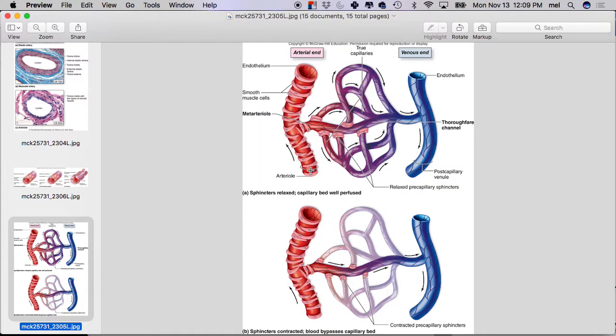This is a capillary bed that's running through a uterus, okay? So I've got the arterial end and the venous end. So let's look at picture A first, okay? The blood is percolating through the wall of the uterus, right?